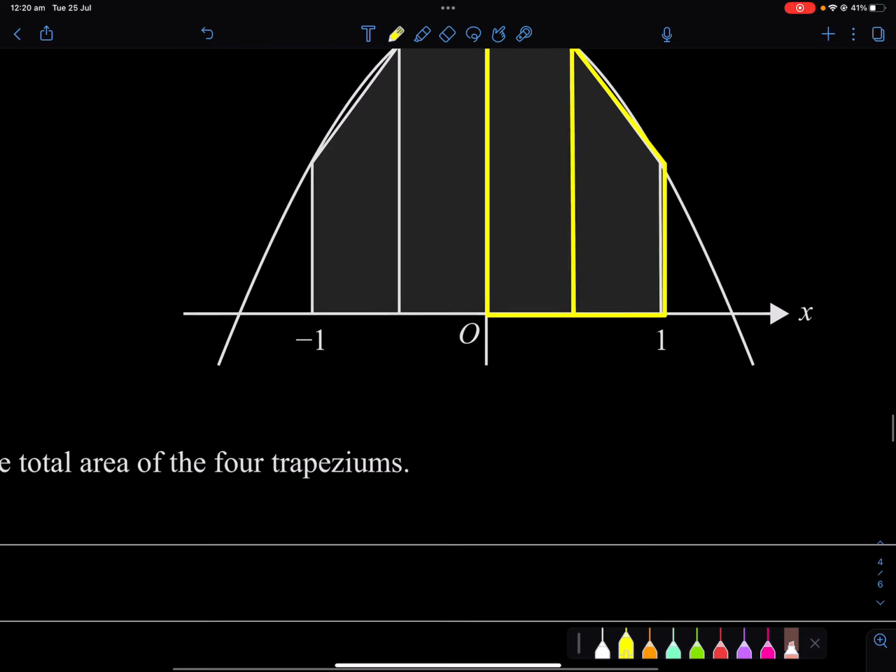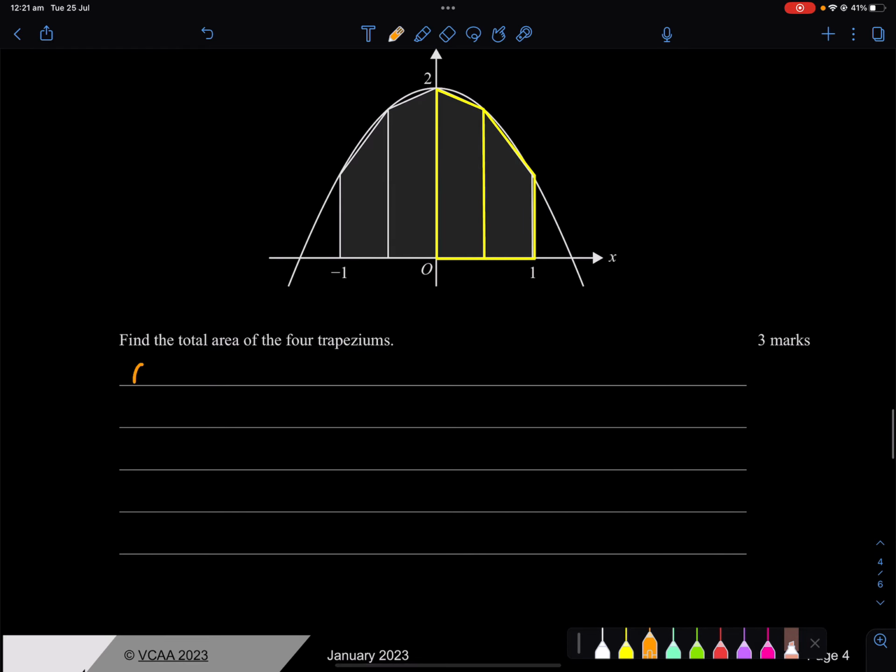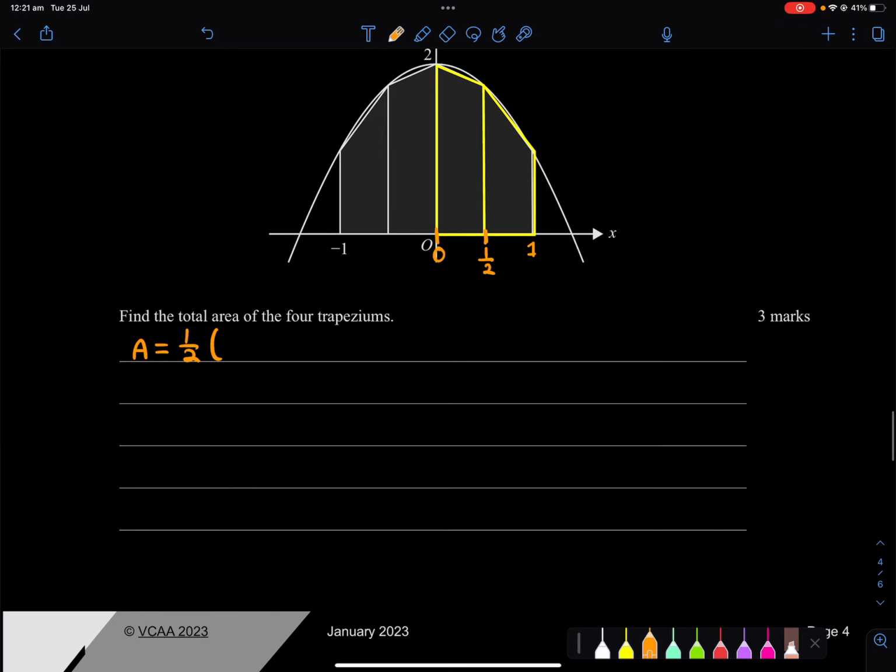Okay, this is the rule. Area is equal to... What is the width of each trapezium? Well, we can see it's half, so we're going to put half, bracket. What is the initial value that we're starting from? That's 0. This one's half, and that's 1 over here. So the first value is 0, so we're going to say f(0) plus, what's your second one, which is half? So we're going to say 2f(half).